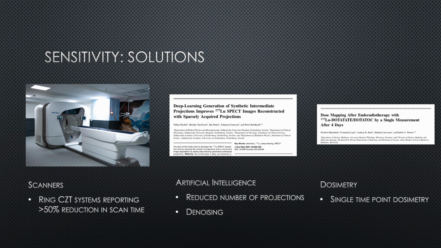And in dosimetry applications, I mentioned about having to do multiple time points. Well, there are ways, by using either population time activity curves or looking at the time activity curve in the first fraction of these radioligand therapies, to predict the dosimetry in future cycles by just using a single time point. And of course, that will help us massively reduce the burden to the patient and also to the clinic.